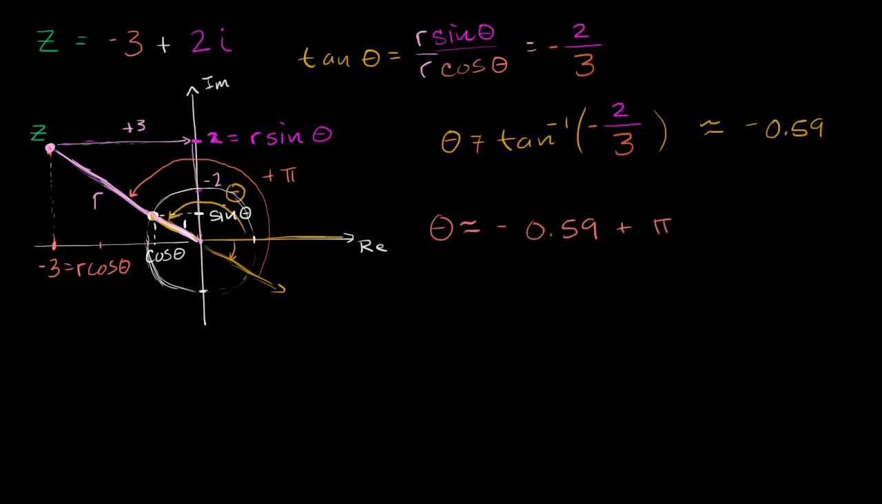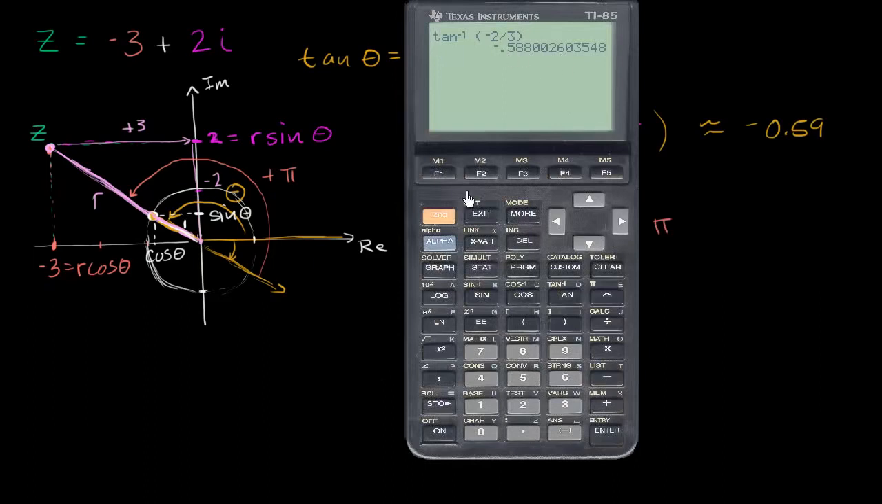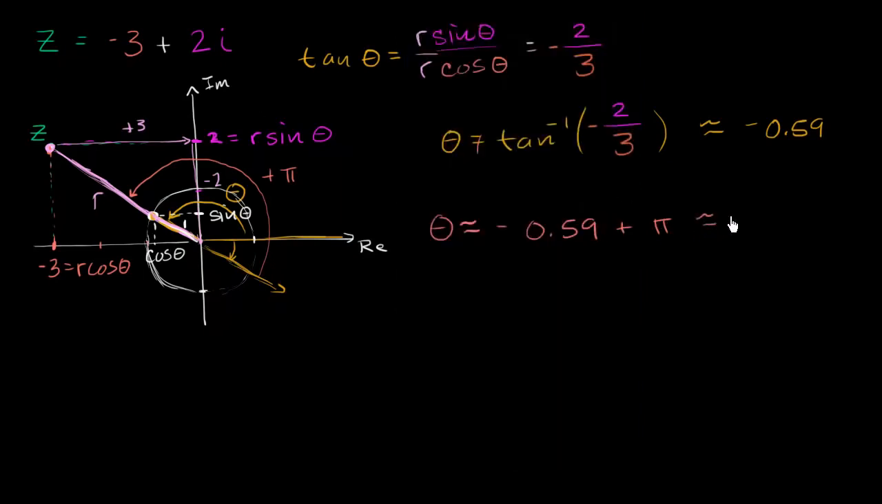So let's get the calculator out. So let's take our previous answer, plus pi, because we're going to go in the opposite direction. So that gives us roughly 2.55 radians. So this is approximately 2.55 radians is our claim for what theta is.